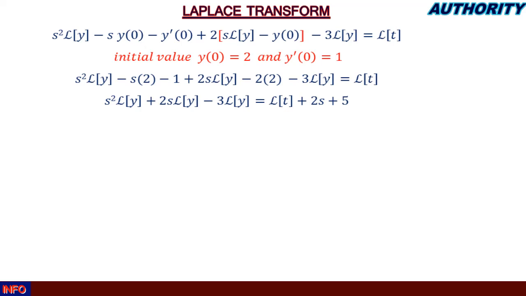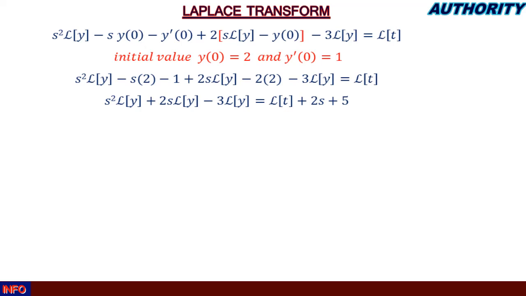In this place where we have the Laplace transform of y, the first term has coefficient s², the second term has coefficient 2s, and the third term has coefficient minus 3. So let's factor out this Laplace transform of y in these first three terms where it appears.